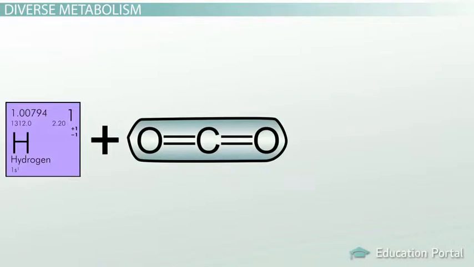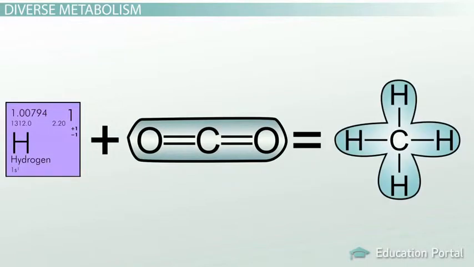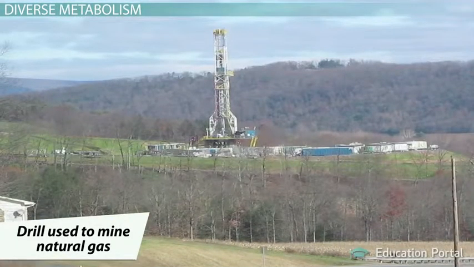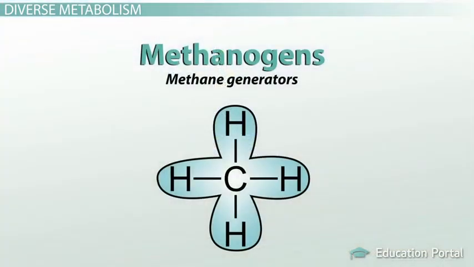Archaea are famous for being able to grow using hydrogen and carbon dioxide while producing methane, also known as natural gas, as a waste product. In fact, some of the natural gas deposits mined from the earth consist of gas formed by archaea over many years. These archaea are referred to as methanogens, or in other words, methane generators. These organisms play an important role in decomposing organic matter in nature.